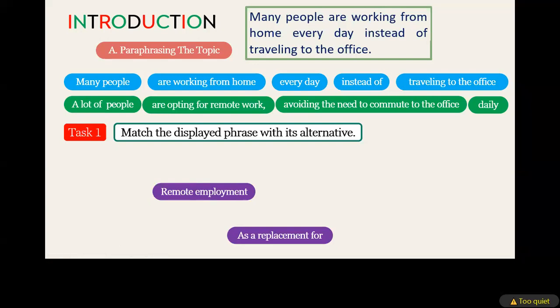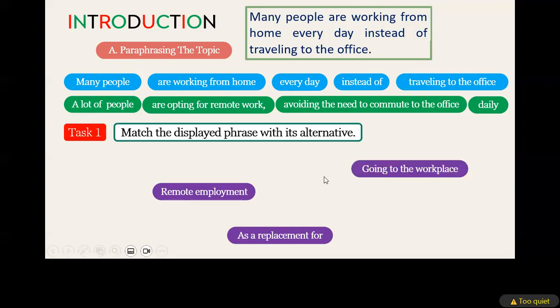Remote employment. What does it equal here? Working from home, right? Yes. Okay, very good. Working from home or remote employment, they are the same. Remote means far away, like when the TV remote is called remote, far. Remote employment is work from a distance.